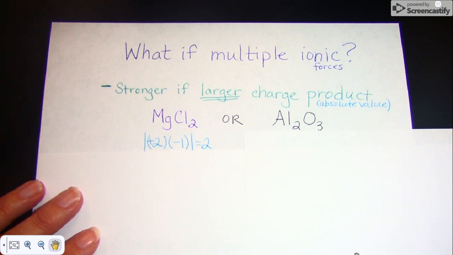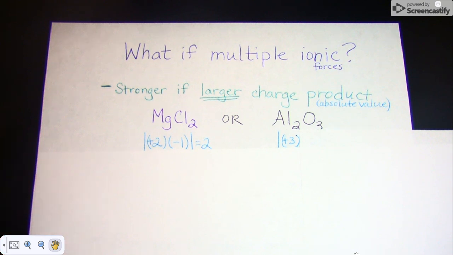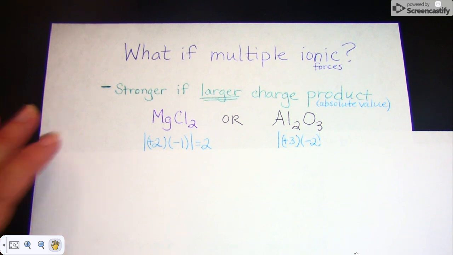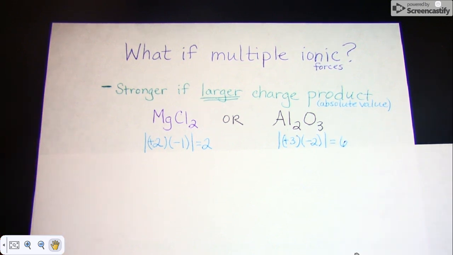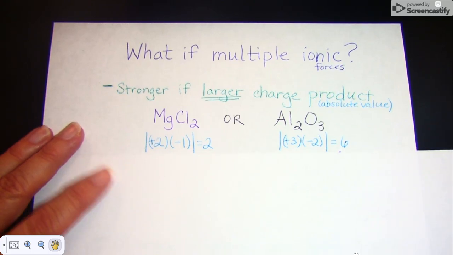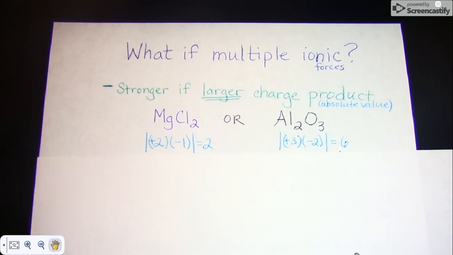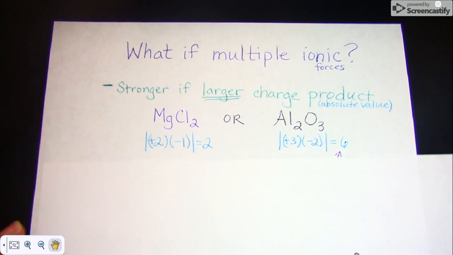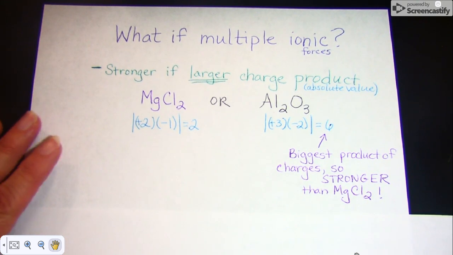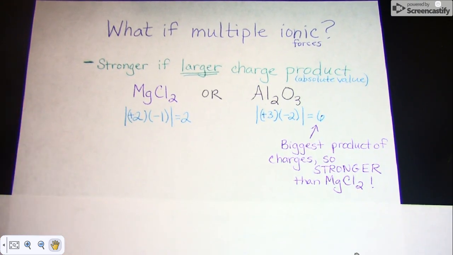Now going on to aluminum oxide, aluminum has a charge of +3, correct? And that doesn't matter whether there's 2 or more, we're just going to have +3. Oxygen's going to be a -2. Again, ignoring that there's 3 of them, it does not matter. So 3 times 2 is 6. So if we now look at it, we're going to say, okay, well, 6 is much larger than 2. It doesn't even have to be much larger, it just has to be larger. So because it has the larger product charge, that makes it the stronger of the 2. Because it's got the biggest product of charges, it'll be stronger than the magnesium chloride.